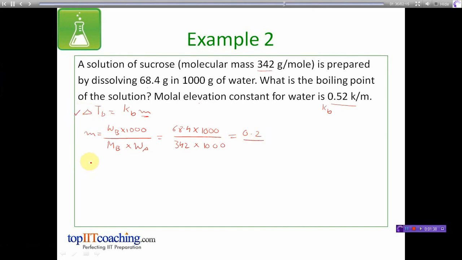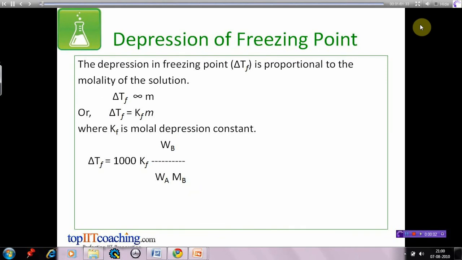On substituting the value of m in this equation, we get delta Tb is equal to 0.52 into 0.2, that is 0.104 Kelvin. Now we know that the boiling point of pure water is 100 degrees centigrade, that is 373 Kelvin, plus the elevation in the boiling point, that is 0.104 Kelvin. So our answer is 373.104 Kelvin, which will be the boiling point of this solution.